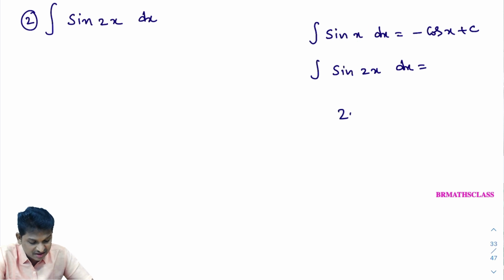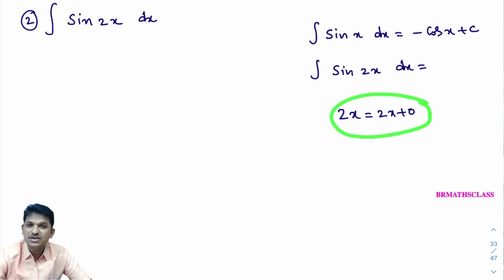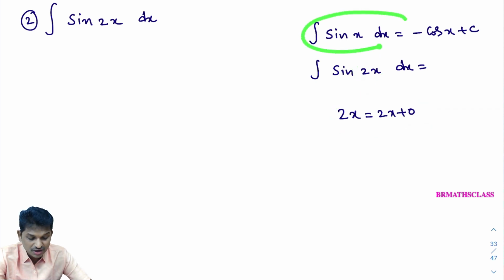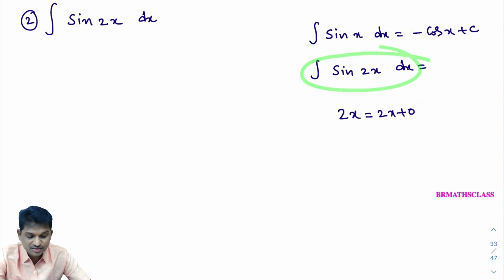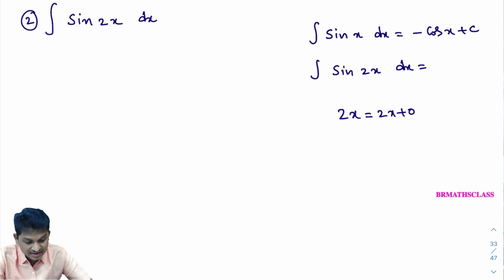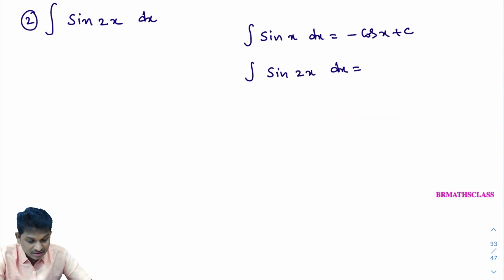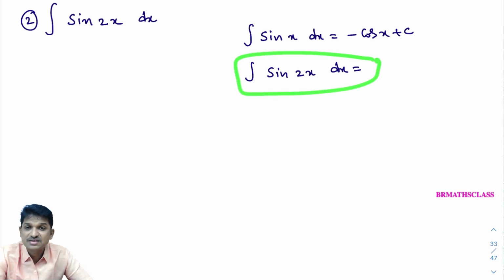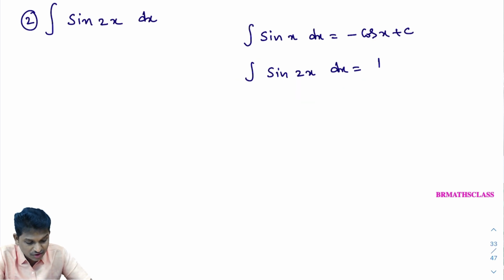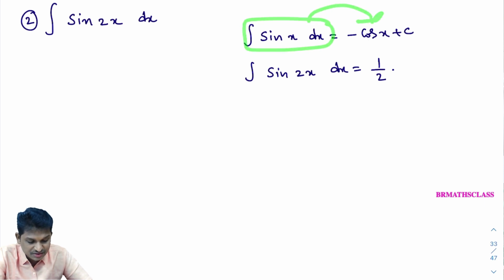Here you may ask, where is ax plus b? 2x can be written as 2x plus 0. It can be understood. This is in the form of ax plus b only. So we know this formula. In this question, in place of x, ax plus b is there. How will we write the answer? Its answer starts with 1 by x coefficient. What is the x coefficient here? The x coefficient is 2. You write that. 1 by x coefficient into integral of sin x dx, which is minus cos x plus c. So integral of sin 2x dx, you write minus cos 2x. Here cos x, here cos 2x.